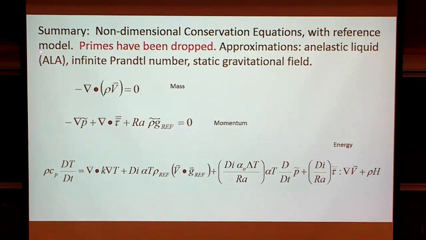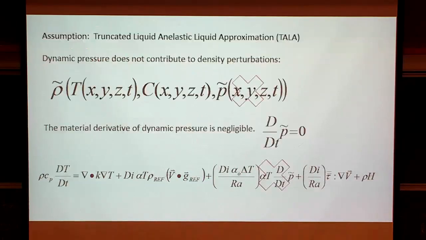Anelastic liquid approximation, we call that ALA. Infinite Prandtl number approximation, static gravitational field. This is what the equations look like. So they're getting a little bit simpler. The next level of assumption we can make is to say that the dynamic pressure does not contribute to density perturbations.